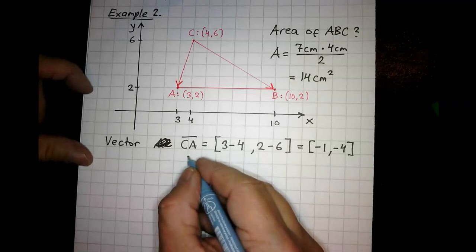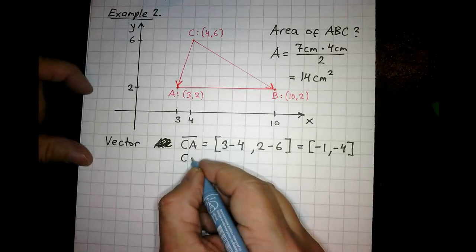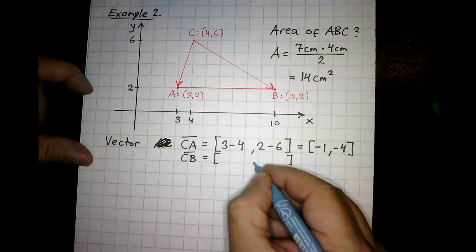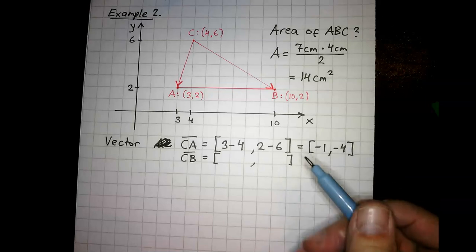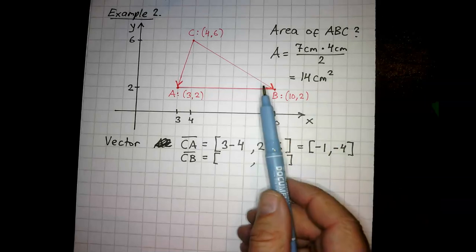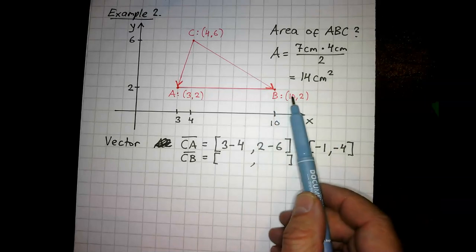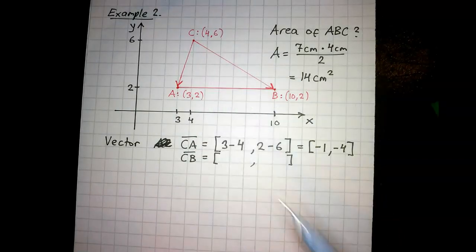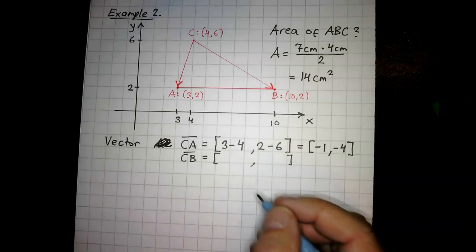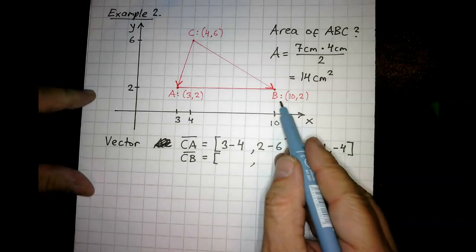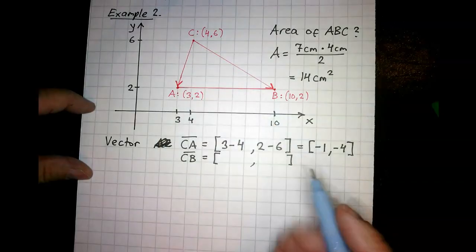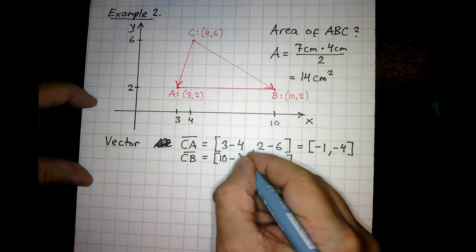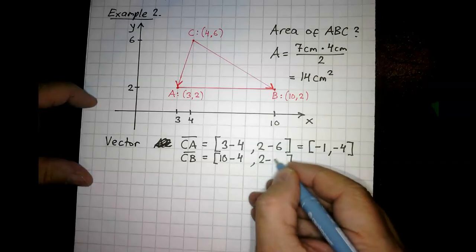And then the other vector CB with the same method. We subtract 10 minus 4 and 2 minus 6. So the coordinates of B minus coordinates of C: 10 minus 4 and 2 minus 6.